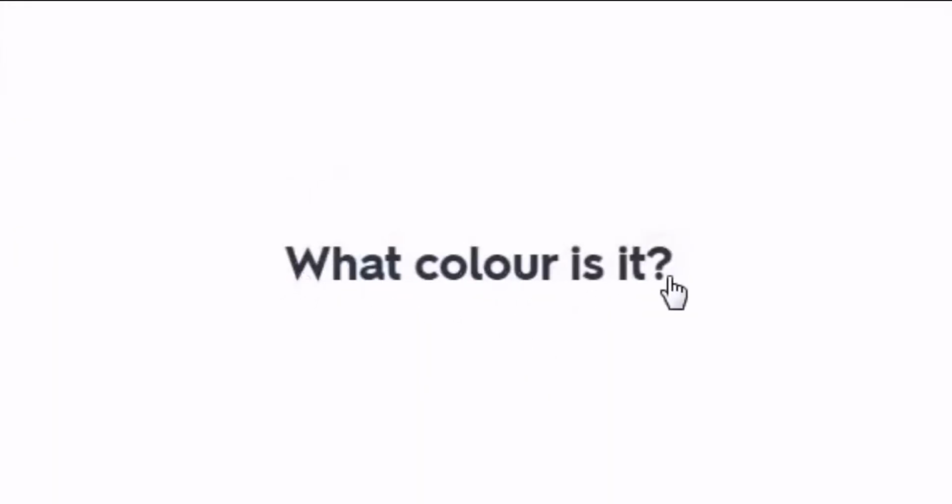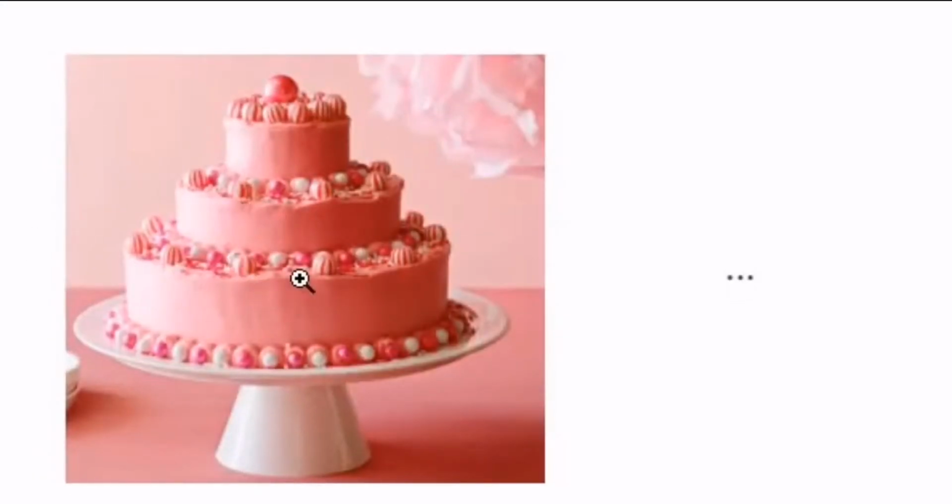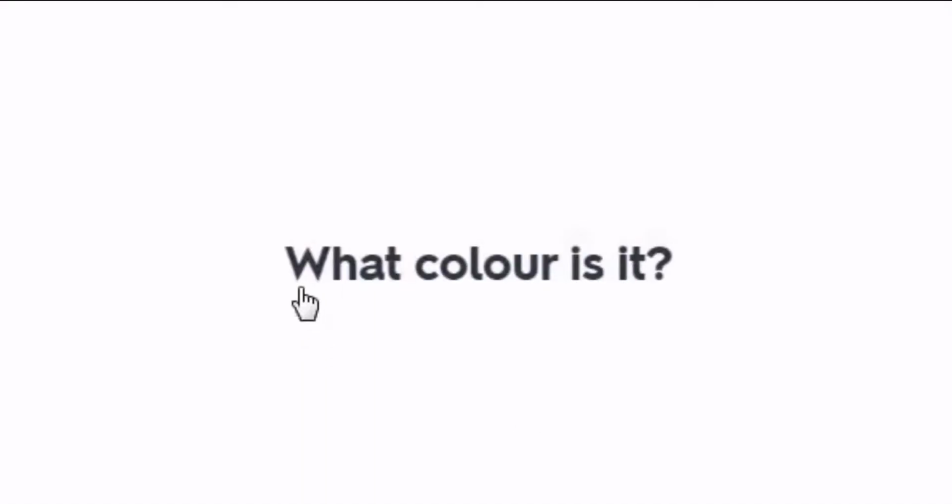What color is it? So if you want to know about something's color, you ask, what color is it? This is a cake, and the cake is pink. What color is it? Blue and green, right? What color is it? Again, red.